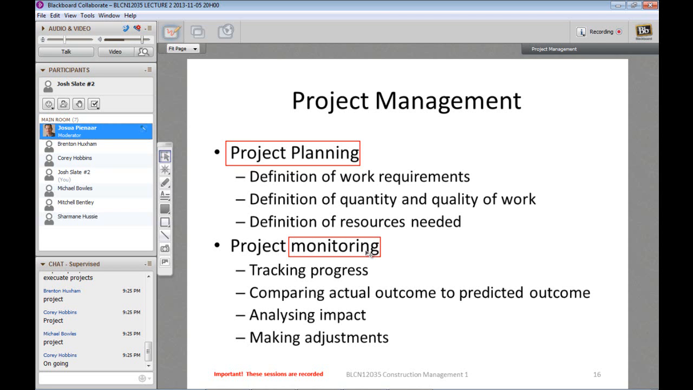And then, of course, you'll be able to finish your task on time. So why would we want to monitor a project? Any ideas?